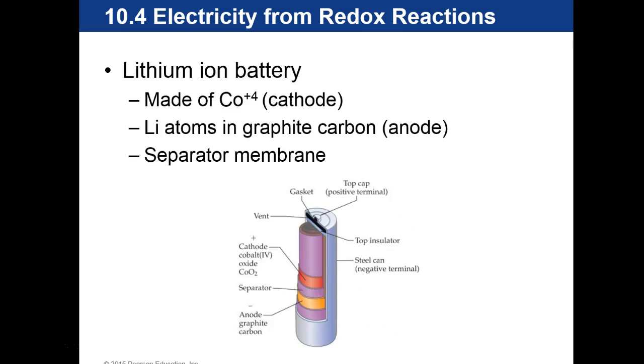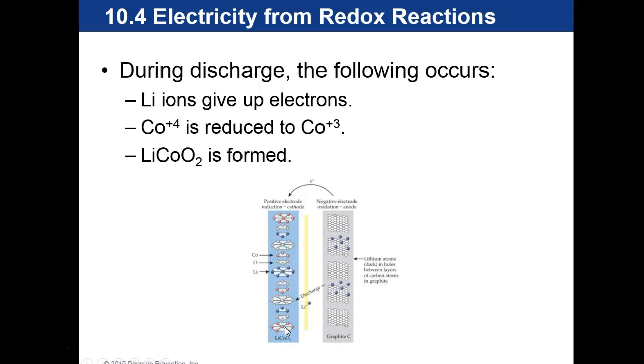What about a lithium-ion battery? Everybody's got those in their phones nowadays, right? This is made of cobalt, the cathode, and the lithium atoms in a graphite carbon, which is the anode. And they're separate. There's a separator membrane. So we've got the positive cobalt oxide and the separator, and then the anode, which is graphite carbon. During discharge, the following occurs. Lithium ions give up electrons, and the cobalt is reduced to Co+3, and the lithium with the cobalt and the O2 is formed.